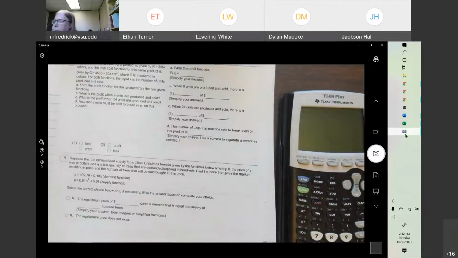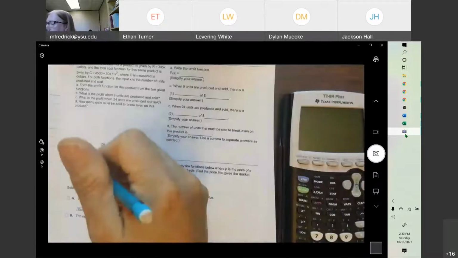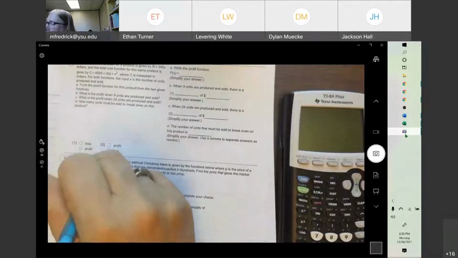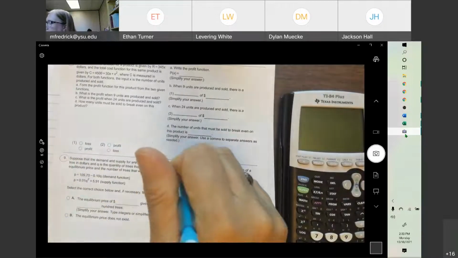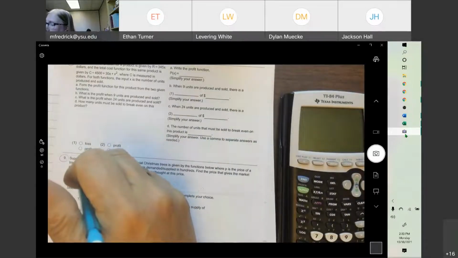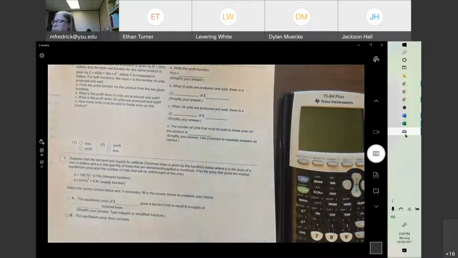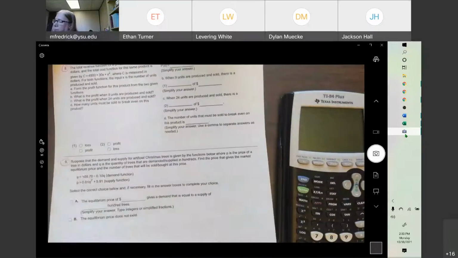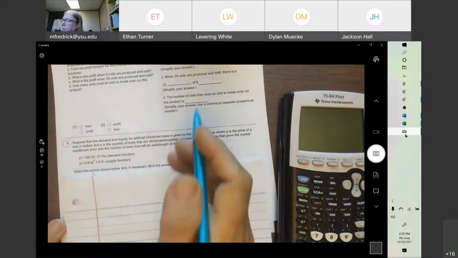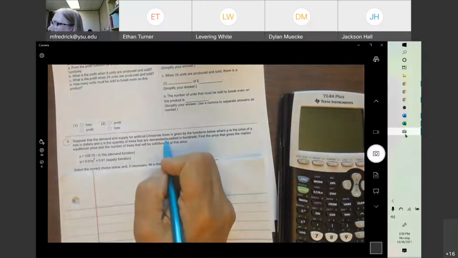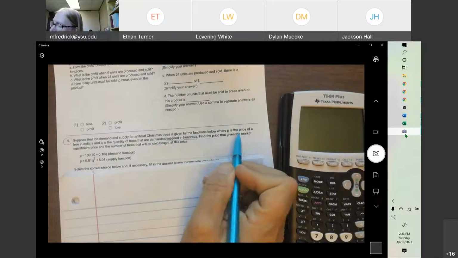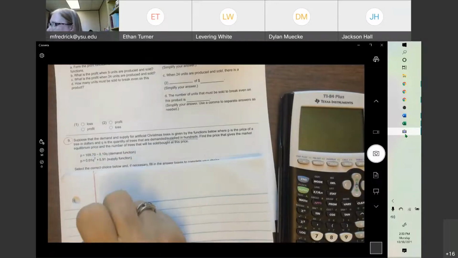Number 9. This is also on the test. Suppose that the demand and supply for artificial Christmas trees is given by the functions below, where P is the price of a tree in dollars and Q is the quantity of trees that are demanded and supplied in hundreds. So this is in hundreds. Price of tree, okay, so price is dollars.